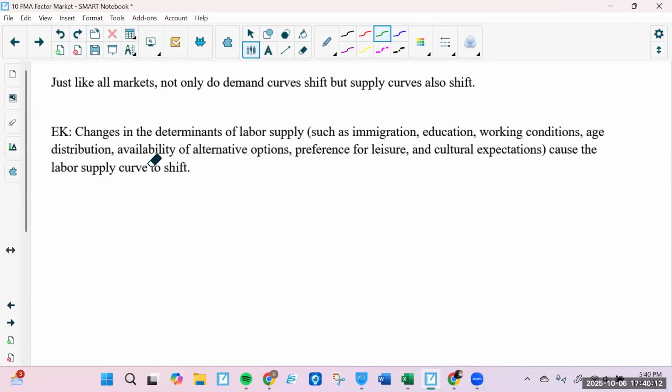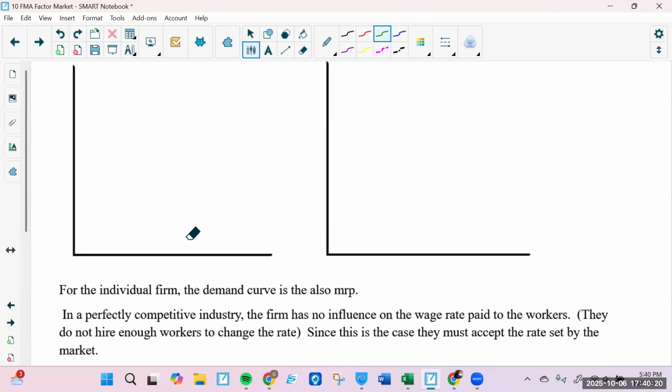So this is just, again, a list that the College Board gives us. Understand the list. You're not going to have to list them out, but there you go. All right, so what do we got here? For an individual firm, the demand is also the MRP.